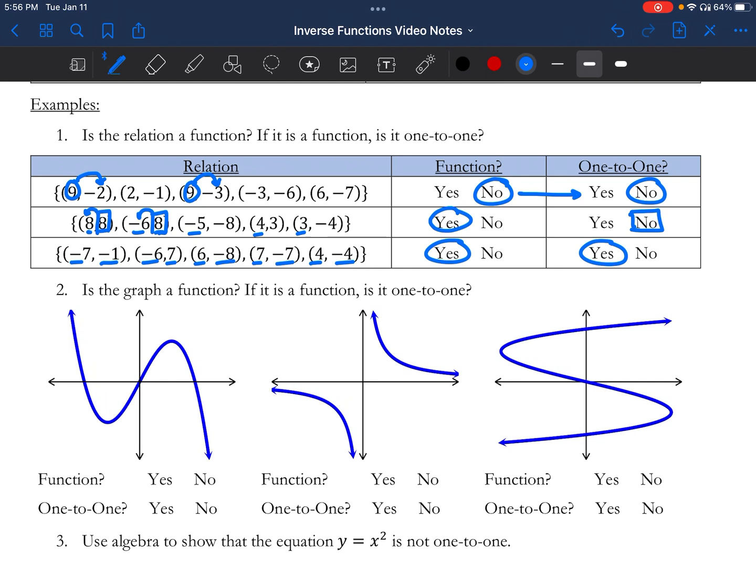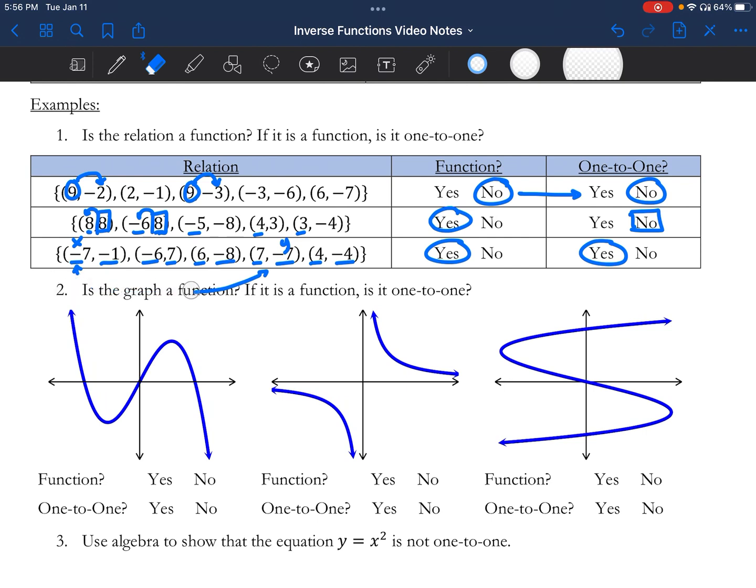Now, a couple of things that people always ask me is, what about this -7 and that -7? Well, that's okay because in this situation, this is an x and that's a y. That's not an issue. I only have to worry about if the x's are repeating or if the y's are repeating to different numbers.